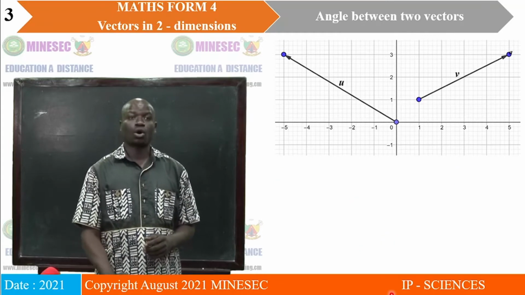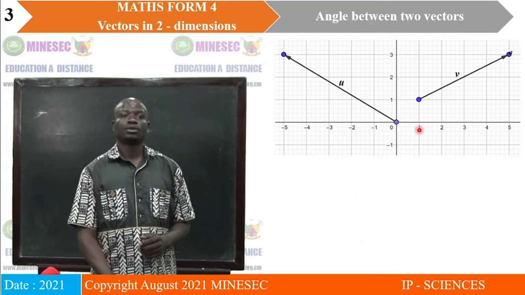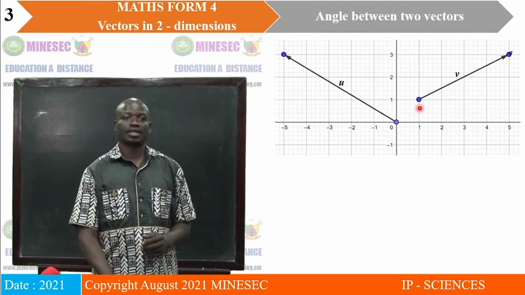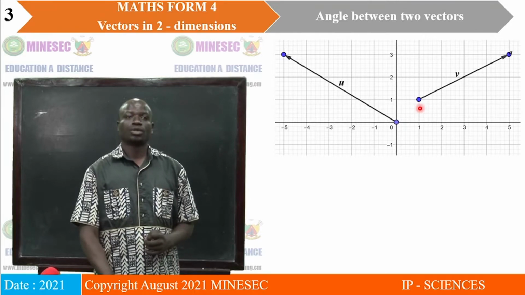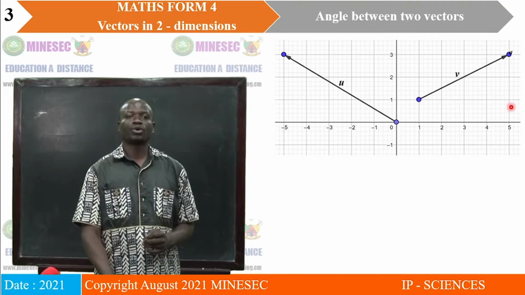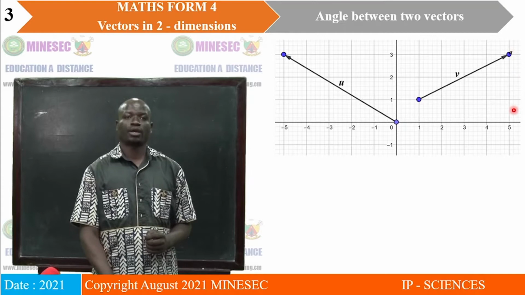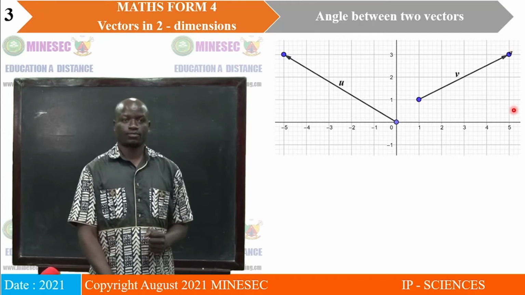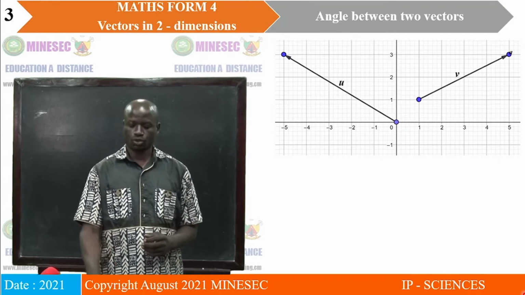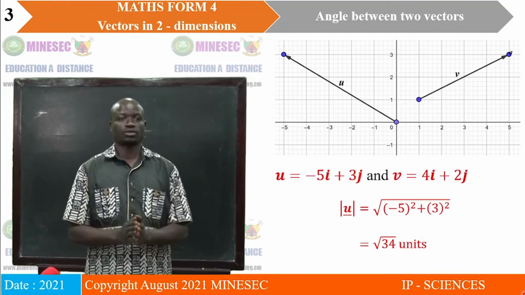While for vector v, observe that vector v starts at this point (1, 1). If we want to move from where the tail is up to the head, we move 4 units in the positive direction of the x-axis and then 2 units along the positive y-axis. And that gives us 4i plus 2j. Those are the vectors.